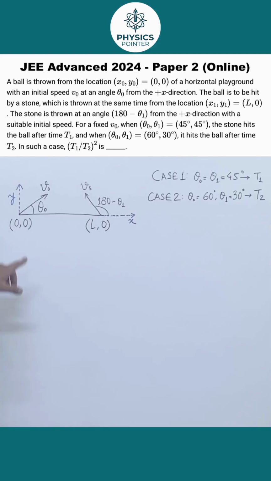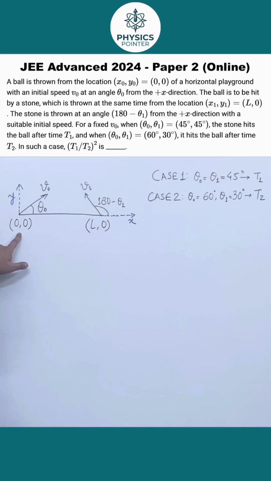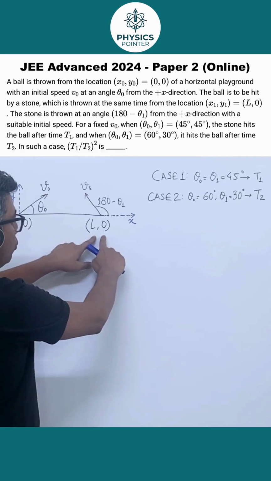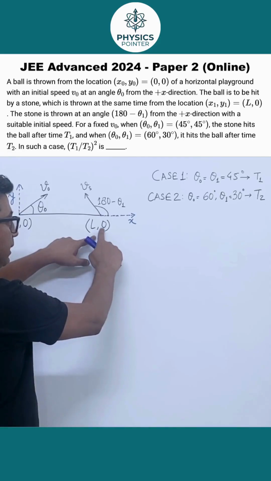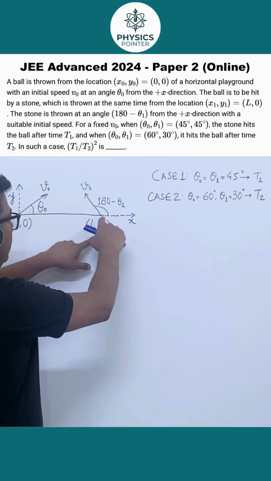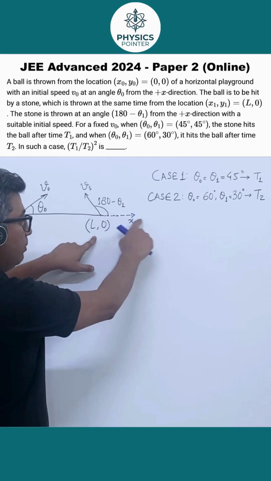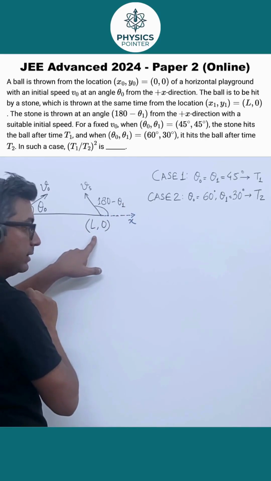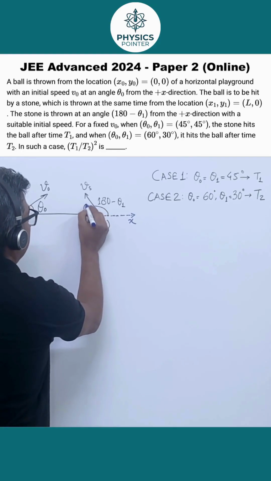It says a ball is thrown with v naught velocity, making an angle theta naught with the positive x-axis at coordinate (0, 0). At the same time, a stone is thrown from a point (L, 0), which means it has to be on the x-axis, in a direction 180 minus theta 1 from the positive x-axis. That means this angle is theta 1.